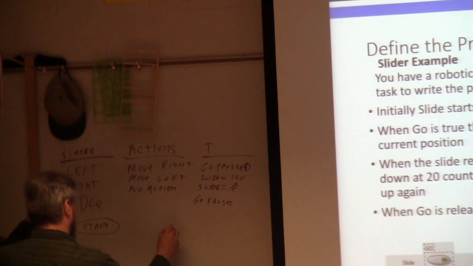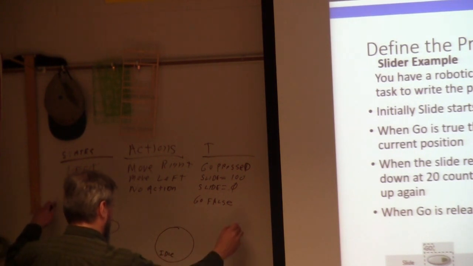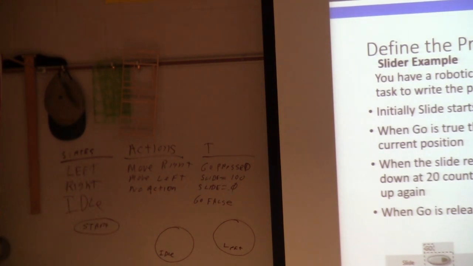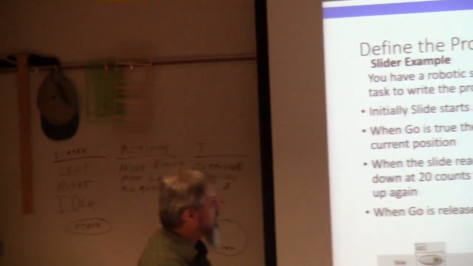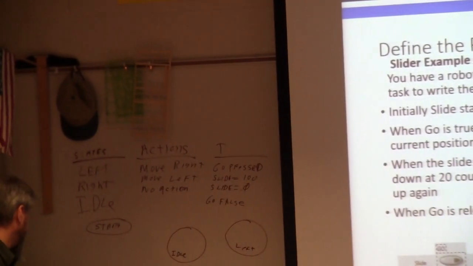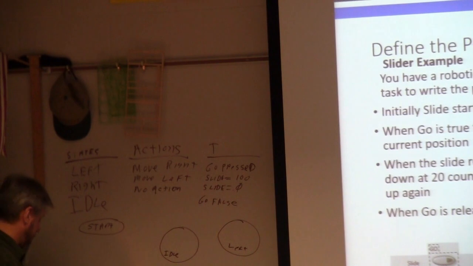Alright, and then usually circles, call this idle. Left and right. Okay. And we go back to our requirements. One of the requirements is we initially start the slide at 0, okay? So I'm going to use blue for my transitions and orange is going to be my actions, okay? So start, we're going to jump to idle. There's no transition, no condition, I just immediately go to idle no matter what.